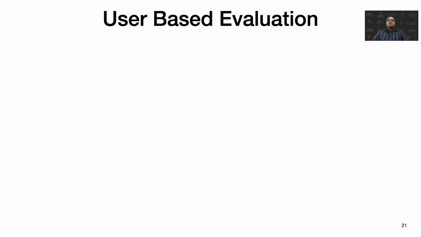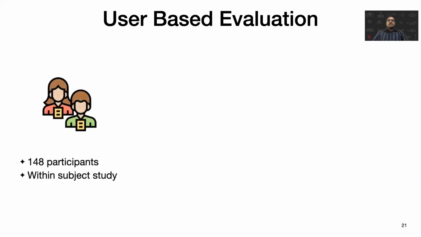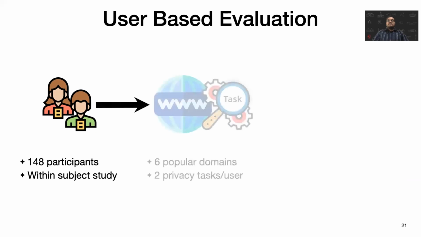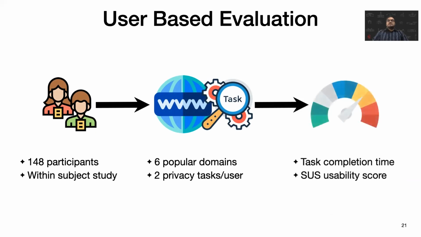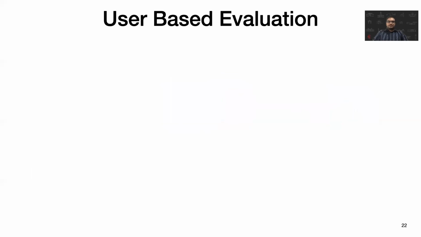Finally, we performed a user-based evaluation where we recruited 148 participants from MTurk. Here, we study the usability of PriceSec in locating privacy settings against the baseline where the user has to search for the settings manually. We selected 6 popular domains and asked each user to perform 2 tasks, one using the extension and one without. As the user performed the task, we measured task completion time as a proxy for user effort and asked users to fill out the System Usability Scale survey to measure the usability.